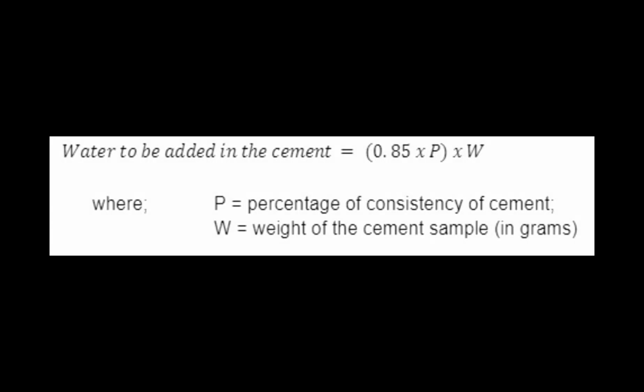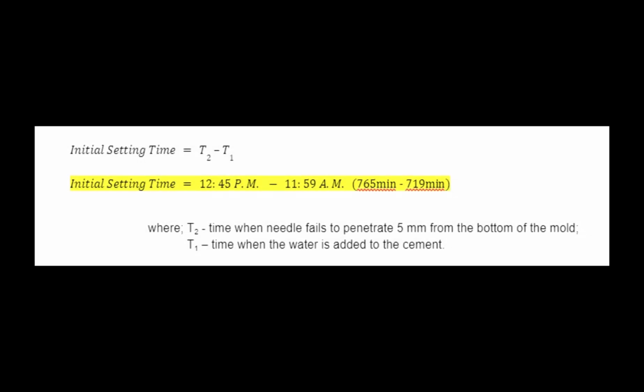Water to be added in the cement is equal to 0.85 times P times W, where P is the percentage of consistency of cement, and W is the weight of the cement sample in grams. Initial setting time is equal to T2 minus T1, where T2 is the time when the needle fails to penetrate 5 mm from the bottom of the mold, and T1 is the time when the water is added to the cement. In our experiment, the initial setting time is equal to 12:45 p.m. minus 11:59 a.m., which is equal to.